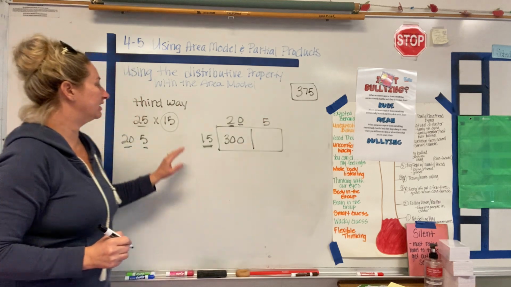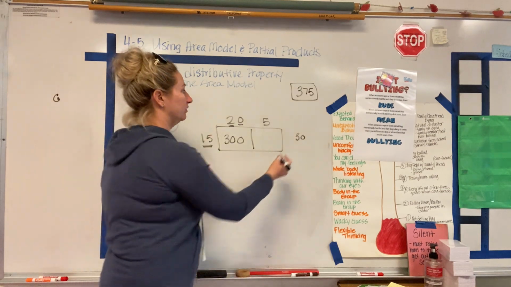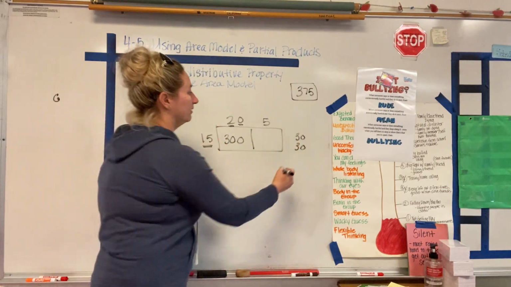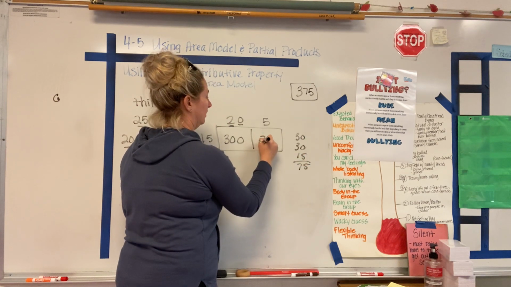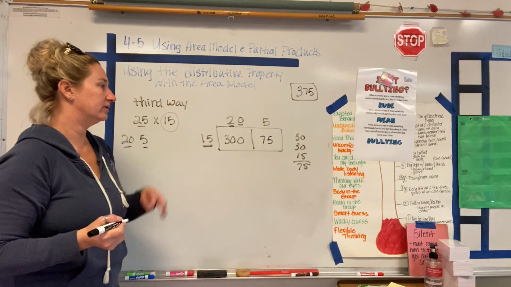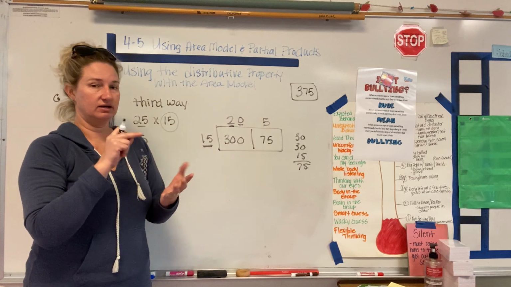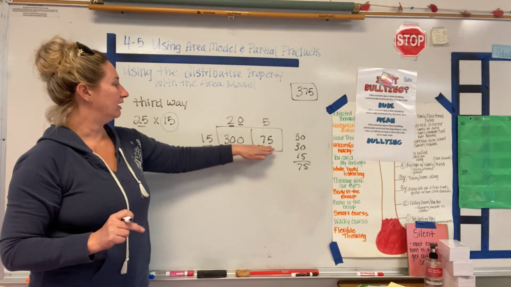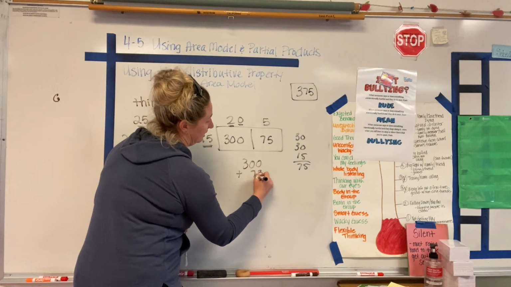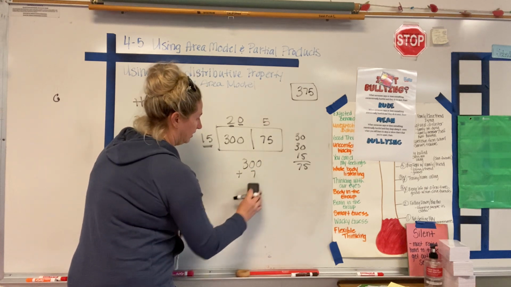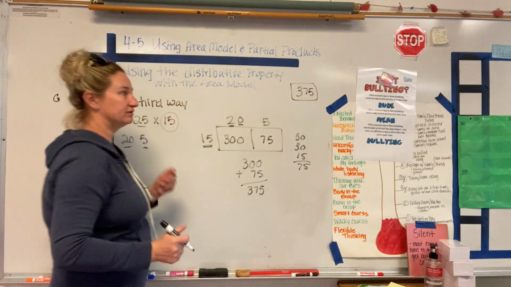So I got to think a little bit here. If 2 15s is 30, then another 2 would be 30, and another 1 would be 15. So that's 75. Or you can count by 15s in your head. So 15, 30, 45, 60, 75. So 300 and 75 is 375, which is the same answer as we got before.